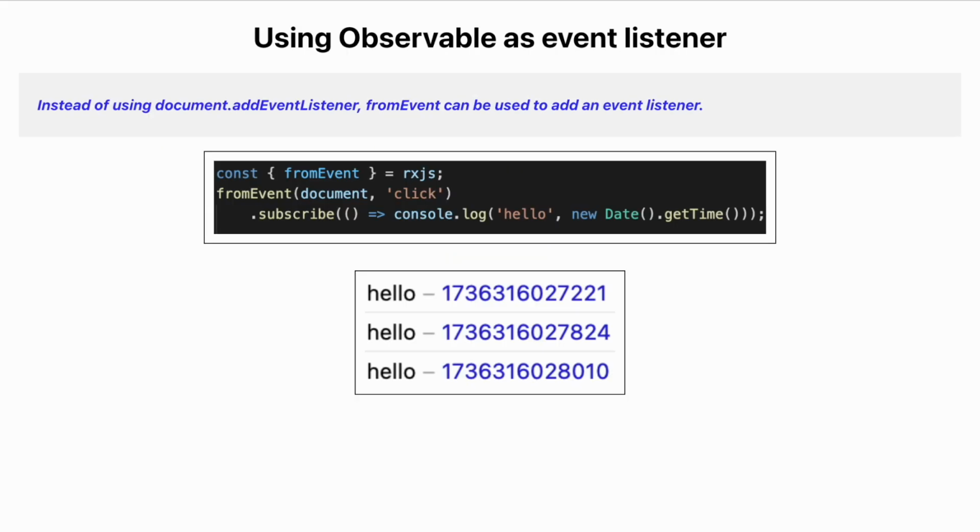Using Observable as an event listener. Instead of using document.addEventListener, fromEvent can be used to add an event listener. Here a click event handler is added to the document object.